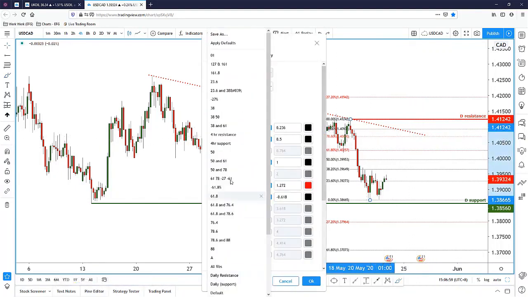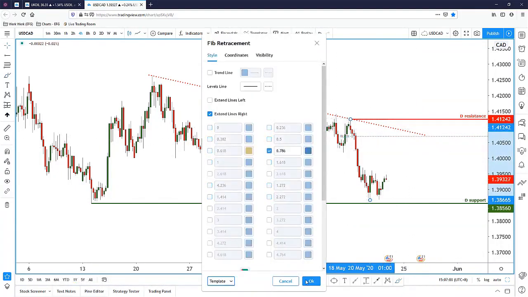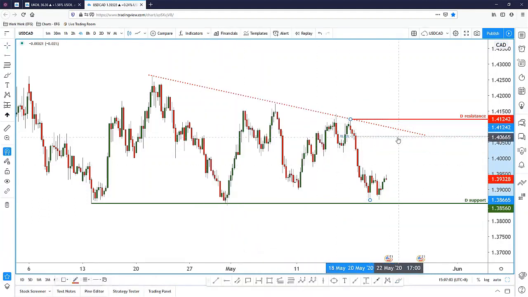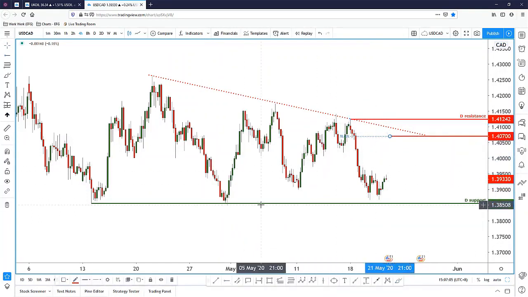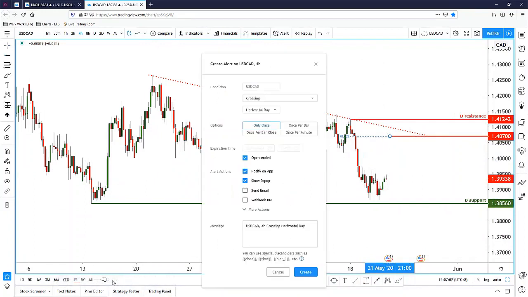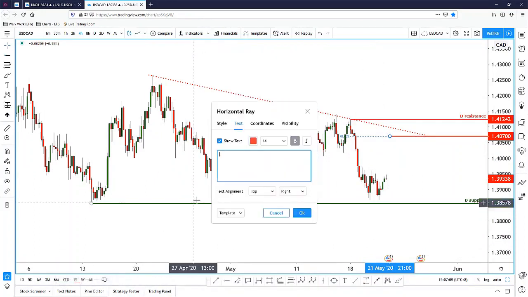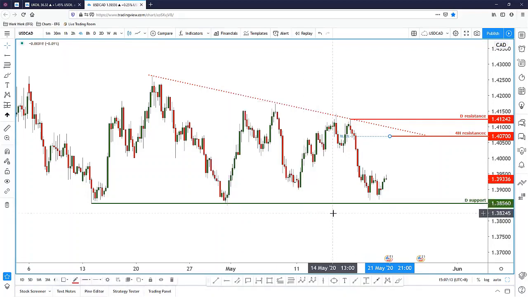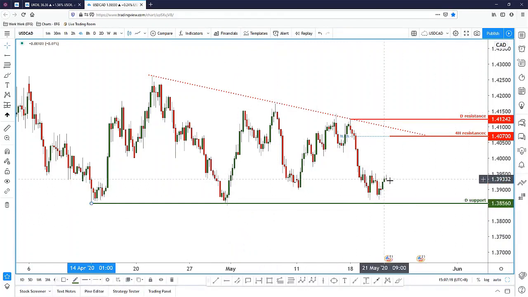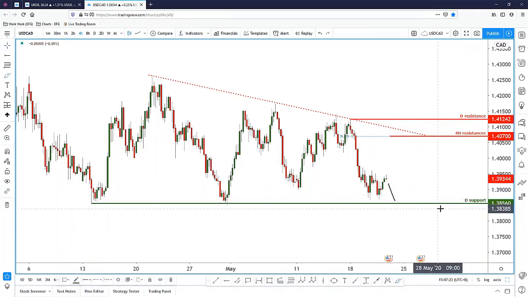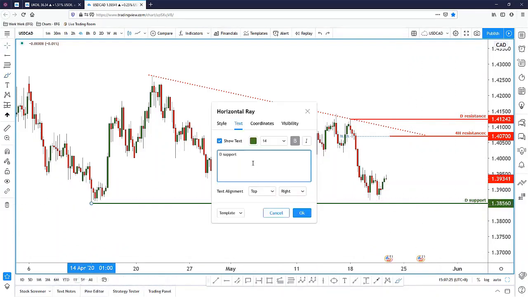So let's just put a 78.6 level there, and let's call it the 4 hour resistance. Okay, so we have our 4 hour resistance, and of course, we have our 4 hour support, right? Price is actually quite close to the daily support right now, so the daily support can also double up as a 4 hour support.